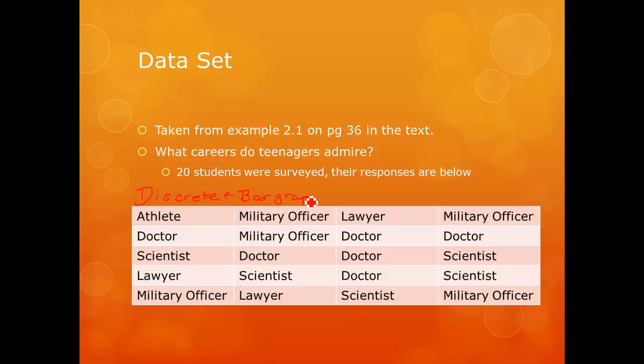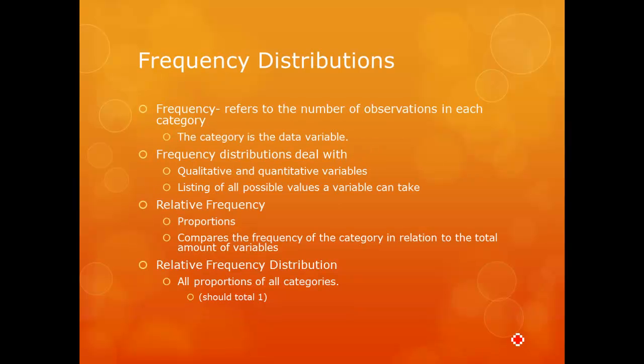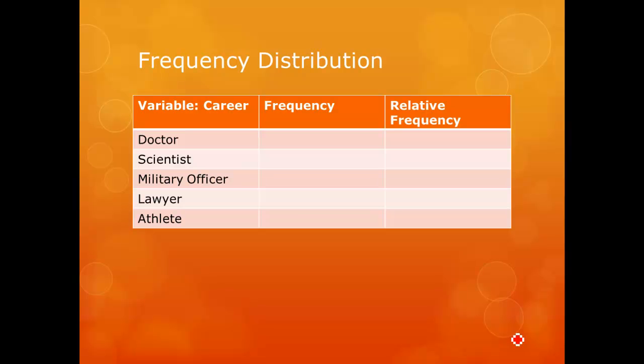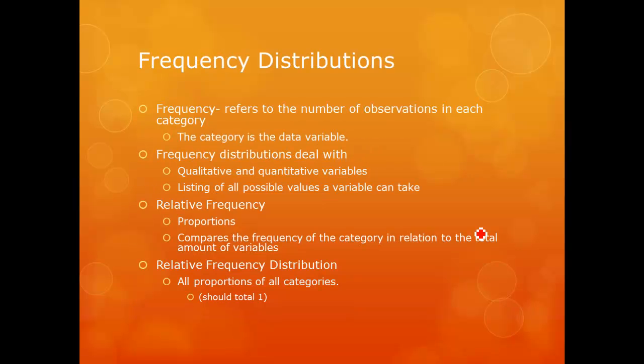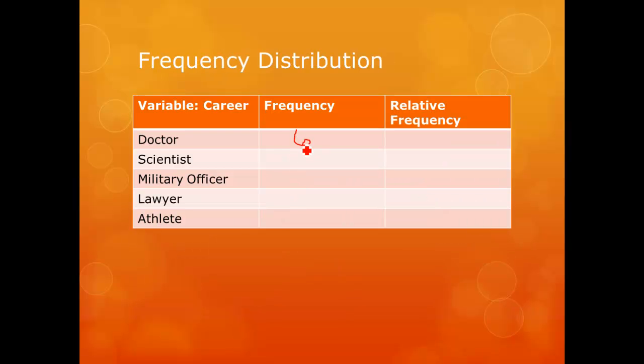Okay, so let's move on. Whoops, that's backwards. So here's our frequency distribution. Here's where we list our variables: the doctor, scientist, military officer, lawyer, and athlete. And then we're going to go back to the data and count it up. So for doctor, I have 1, 2, 3, 4, 5, 6. So my frequency is 6.